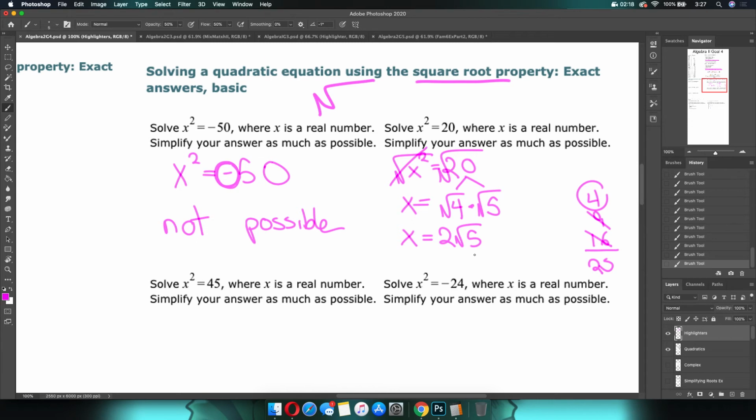But this links into other topics because this actually gives you two answers. Because remember, it's not just 2 times 2 that gets us 4. It's also negative 2 times negative 2 that gets us 4. So in fact, our answer is going to be plus or minus 2 root 5. And that's going to be our answer.